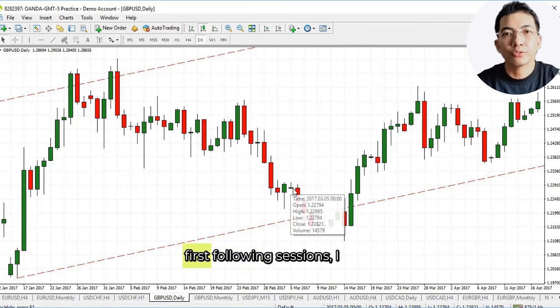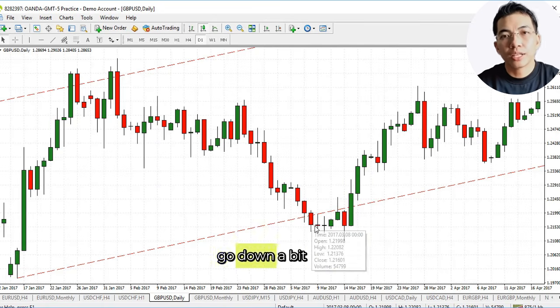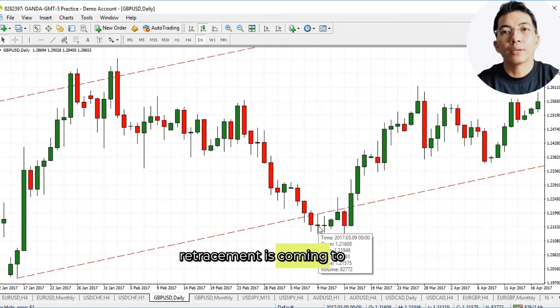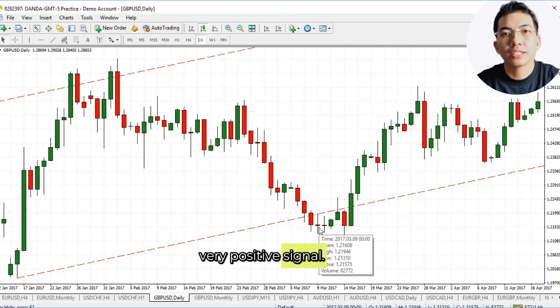At least for the first following sessions I was not right, because the price continues to go down a bit more. At this point we have two dojis that may indicate that the retracement is coming to an end, because a doji expresses indecision, and here we have two dojis that are also near the bottom of the up channel, so this is a very positive signal.